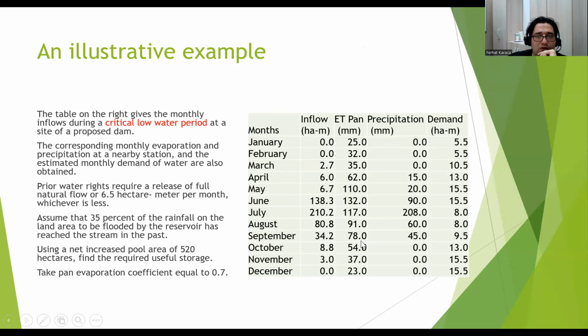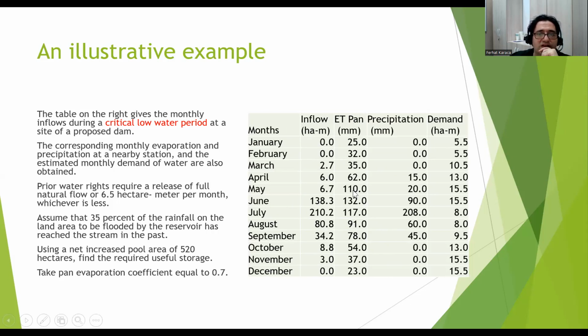You see the table on the right. It is the data which will be provided for you, for example, in the exam. The table on the right gives the monthly inflows. Inflows means the amount of water flowing into the reservoir, into the watershed. It is like a river flow. You will see that there is no flow in January, February and December. The inflow is not occurring; there is no water input. These were measured during the critical low water period at the site of the proposed dam, so it is good, we can use it.